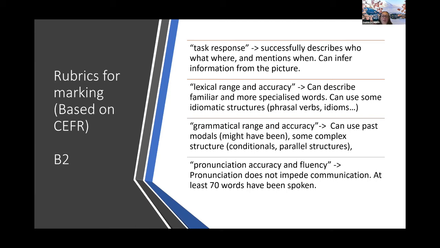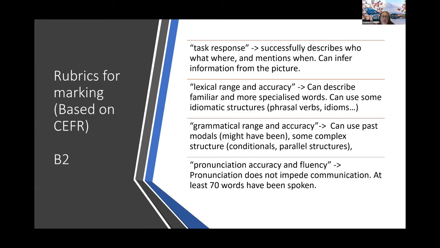Obviously, a higher level and a wider range of vocabulary, something that's a little bit more idiomatic. And in terms of grammar, you would expect complex sentences, maybe passive structures, maybe conditionals. And especially when students are trying to infer information from the picture, then ideally they should use a modal plus a past tense. They might have been here because blah, blah, blah.